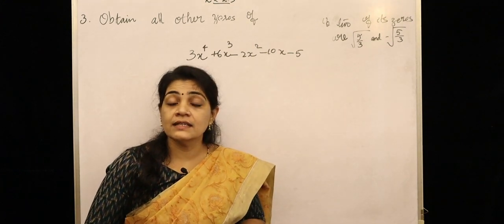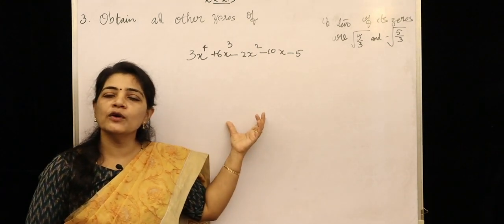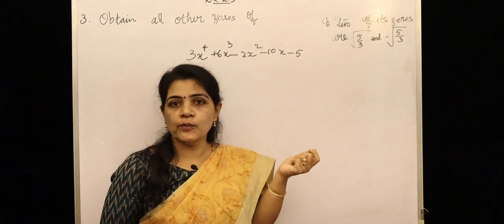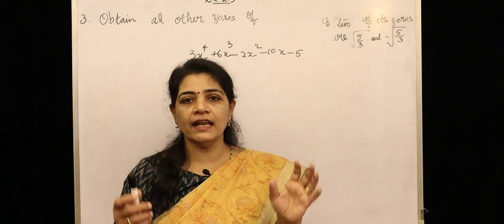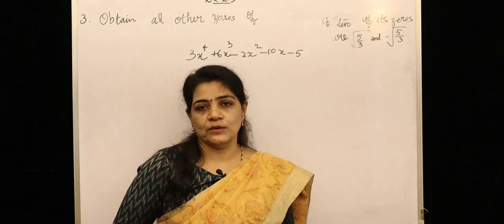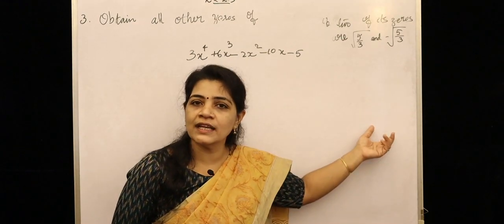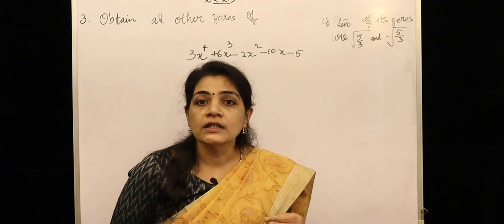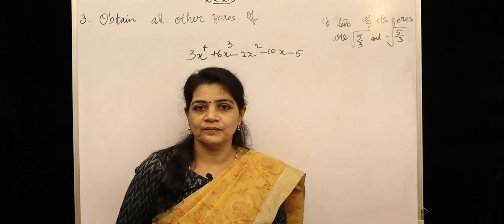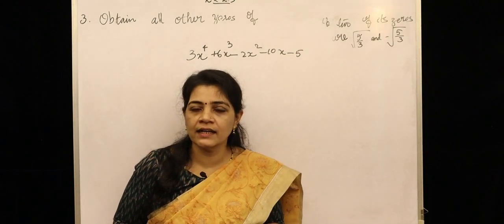See children, this is a polynomial. The given polynomial is a fourth degree polynomial, and we know that a polynomial of degree n has n zeros. How many zeros are given in the question? Two of them. That means we have to find out the remaining two zeros. Question is clear children? Okay.